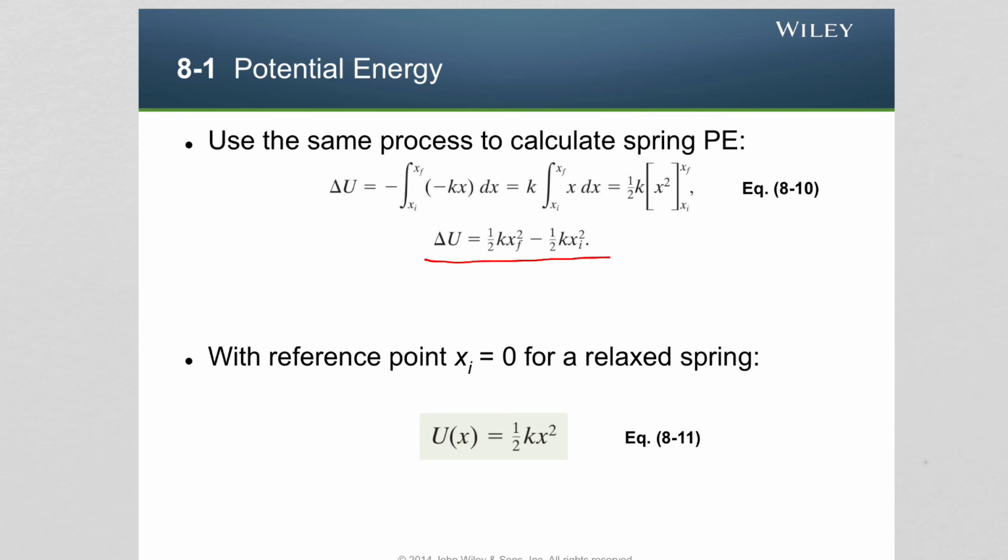Now I can again set my reference level xi to be equal to 0, and so therefore the elastic potential energy Ui at that level is equal to 0. Then I can also set my final position xf simply to be called x, and then the elastic potential energy as a function of position is given by this formula here. U of x is equal to 1/2 kx squared. This is calculated with respect to the selected zero reference level or position.